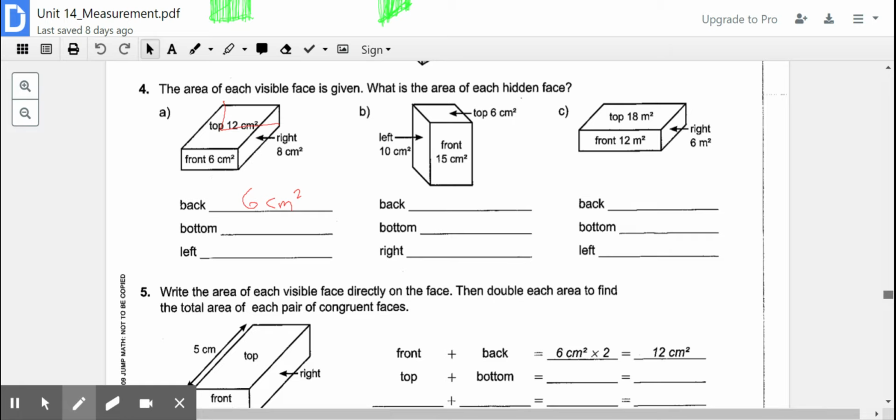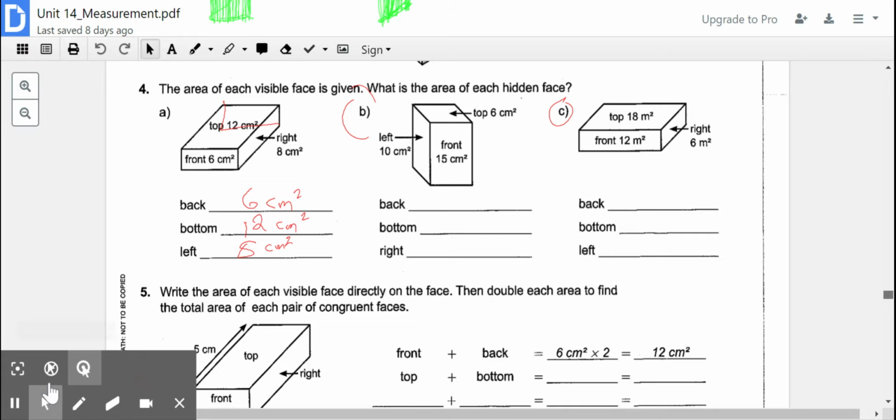The area of the bottom is going to be equal to the area of the top. So that's 12 centimeters squared. And the area of the left, which is also hidden, is going to be equal to the area of the right, because they're opposite. And that's going to be 8 centimeters squared. Okay? You can apply the same technique to do B and C. You're just looking at the opposite, and the opposites are going to be equal.